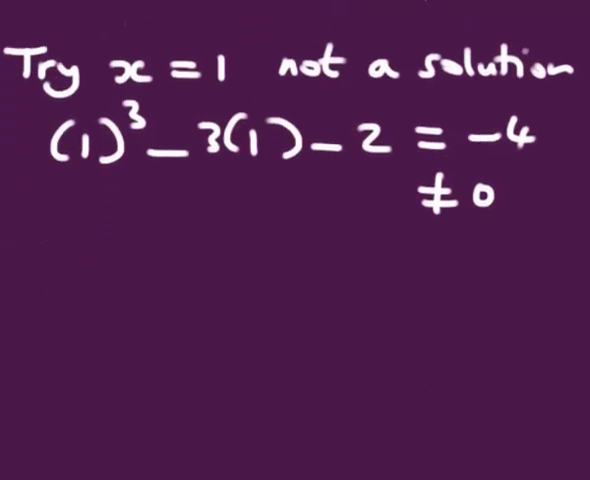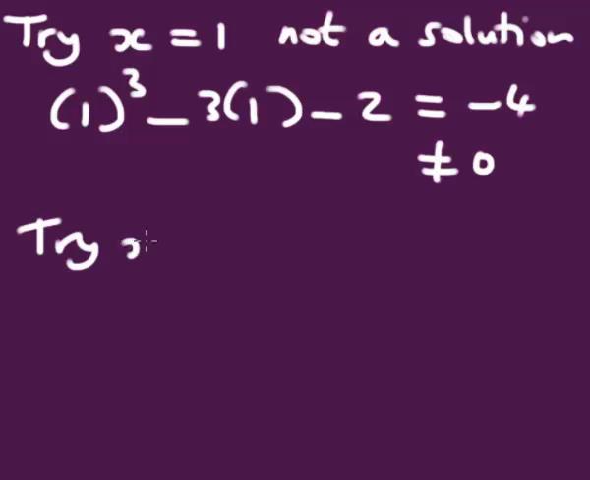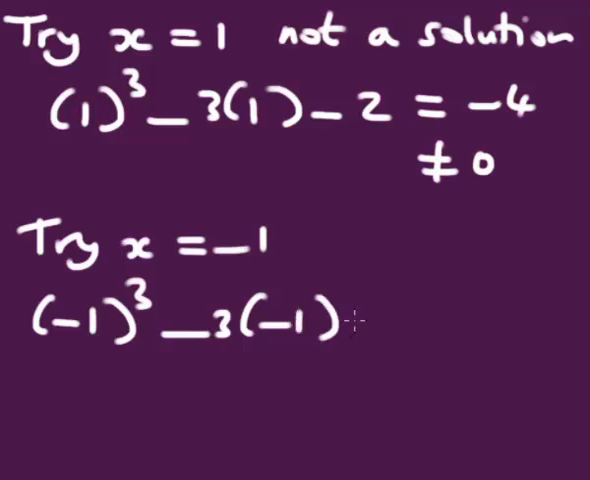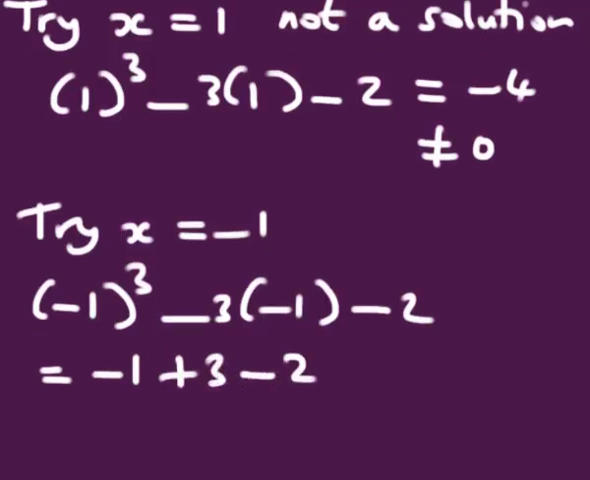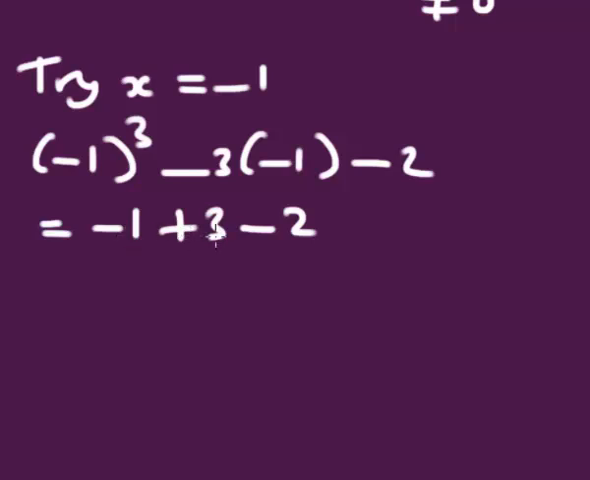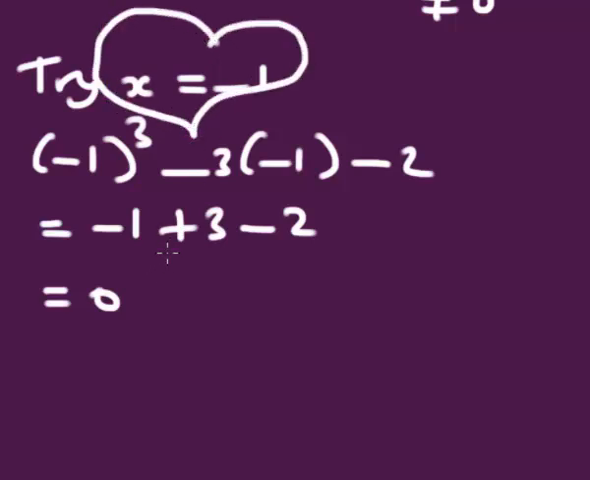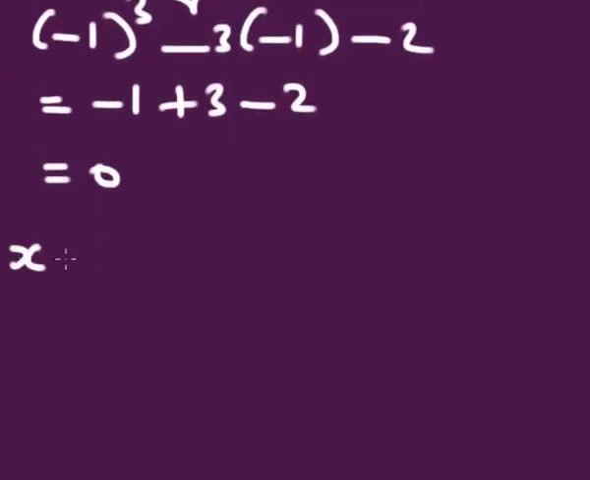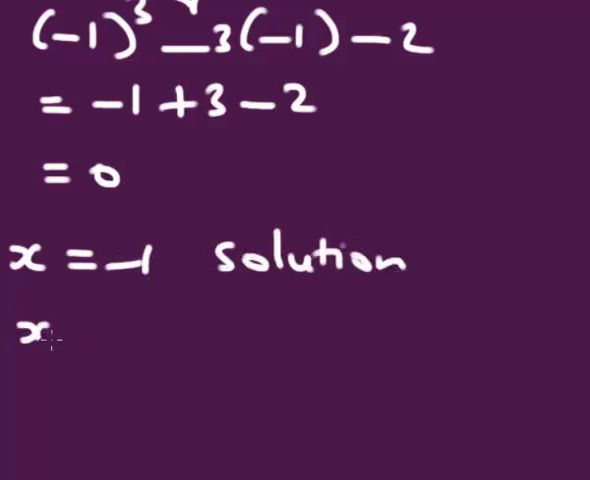Let's try x is negative 1. Let's see what we get substituted in. Negative 1 cubed is negative 1, negative 3 times negative 1 is positive 3, minus 2. Negative 1 plus 3 is 2, minus 2 is 0. What a pleasure. I've got a beautiful little 0 there, or solution they call it as well, root. So x equals minus 1 is my solution. What a pleasure. So how do we get the linear factor?